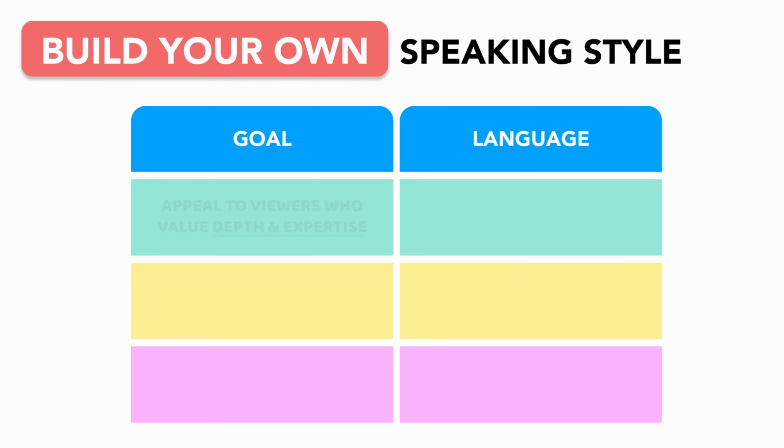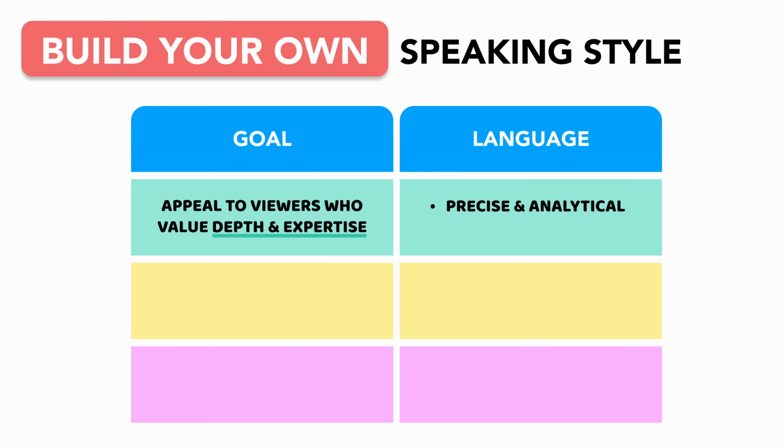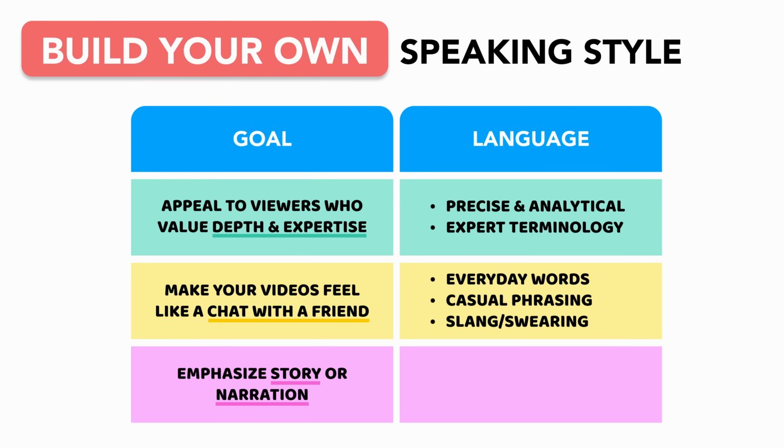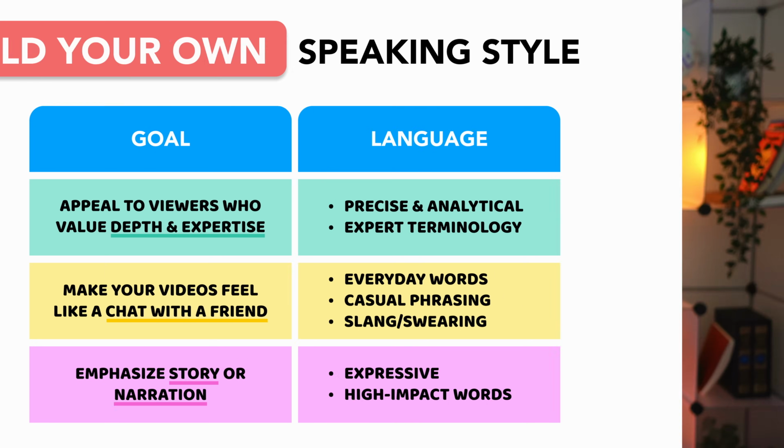If you want to appeal to viewers who value depth and expertise, you might use precise analytical language and expert terminology. If you want your videos to feel like a chat with a friend, you could use everyday language, casual phrasing, slang, or even swearing. And if your emphasis is more on story or narration, you might opt for more expressive, high-impact words to fully paint the picture you're trying to create. Your archetype should guide your vocabulary, and just like visuals, your words can even become a part of your brand.